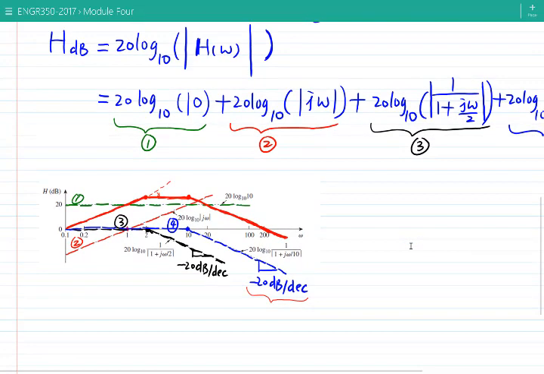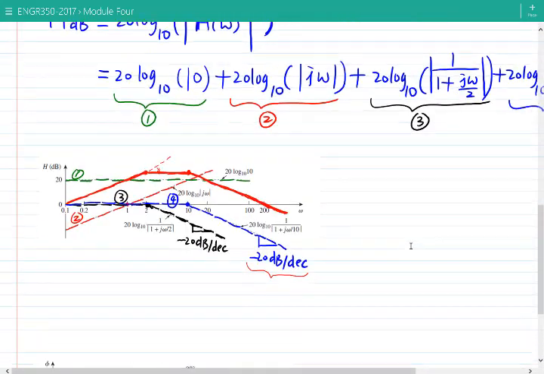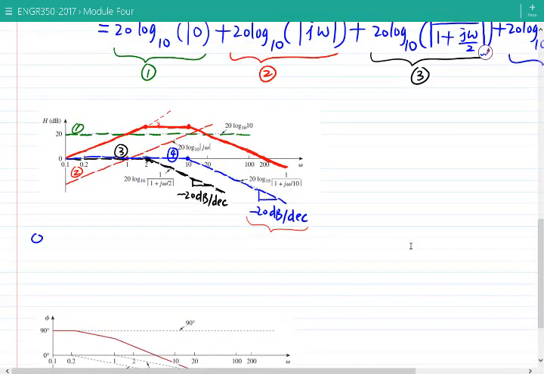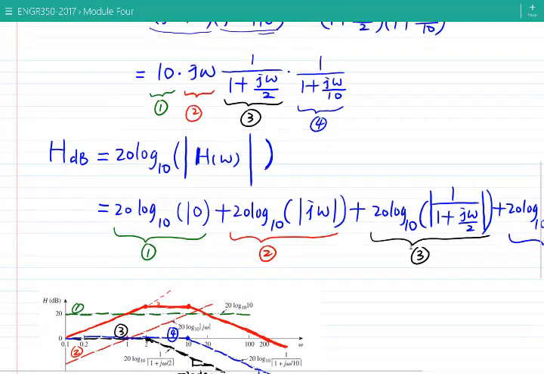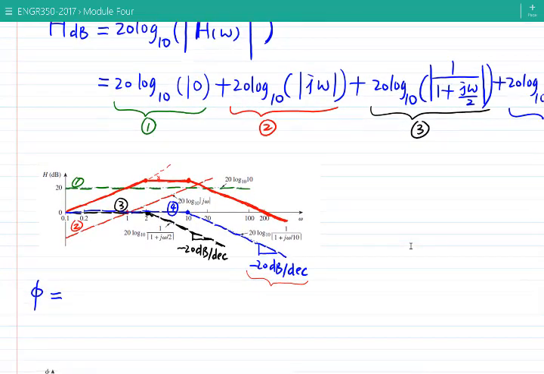So let's look at the phase angle plot. For the phase angle plot, we look at the total phase angle of the transfer function, so let's look at the 4 factors. Factor number 1 is a real number, so the phase angle is 0. For factor number 2, the angle is 90 degrees because it's j omega.